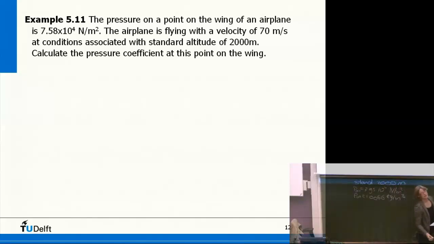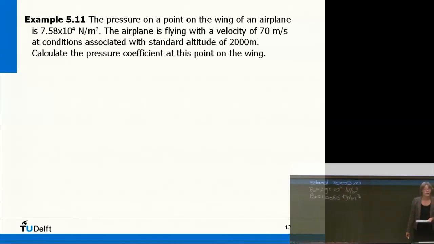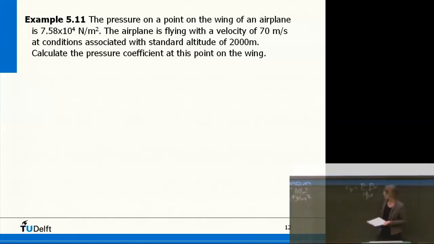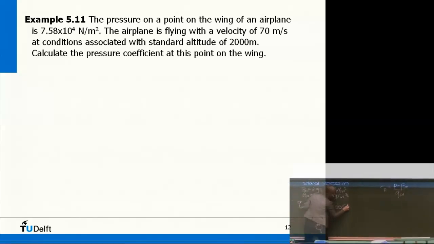Does anybody remember the definition of the pressure coefficient? P minus P infinite over Q infinite. Okay, so P infinite we have. What is Q infinite? Half rho V squared, so that is something we need to compute as well. Q infinite is half rho infinite V infinite squared, half times 1.0066 times the velocity 70 squared. So Q infinite is 2466 newtons per meter squared.